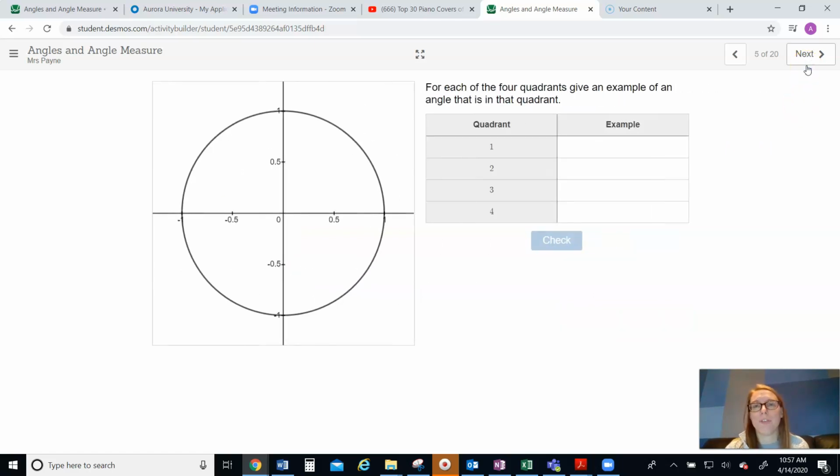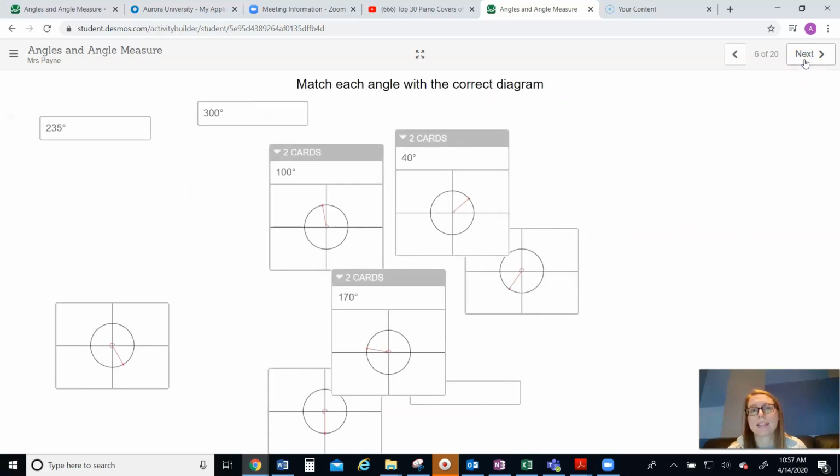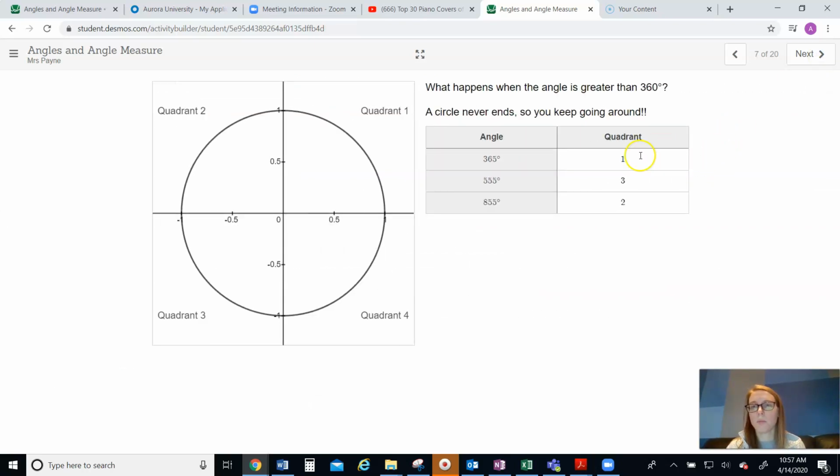Now you also have to fill out slide 5 on your own, and it's asking you to give an angle that is in that quadrant. When you're done, you can check to make sure you have it correct. Then you will also work on slide 6 on your own. Make sure you get that done. You are matching cards, their angles, to the correct picture.